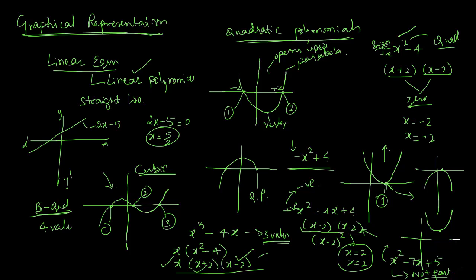When I say not factorizable, I will not be able to find two factors. I've just taken this as an example. Let's just take 5 and 1. No, it's not possible, so I'll not be able to find factors for them. That's the reason this particular parabola is not going to cut or touch the x-axis. It might be a quadratic equation, but it is not factorizable.